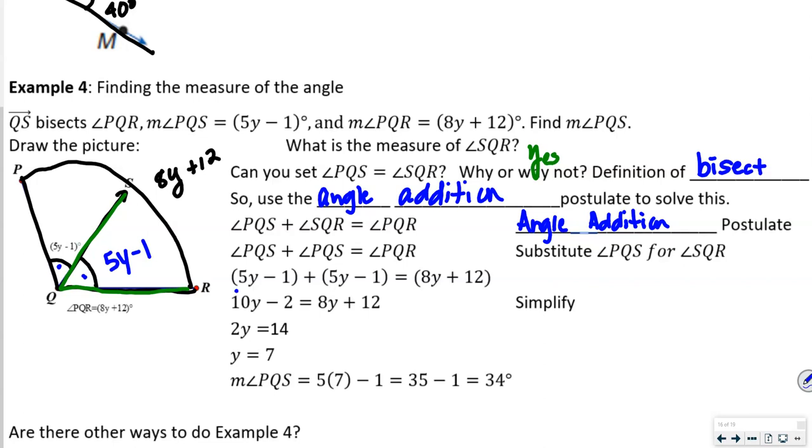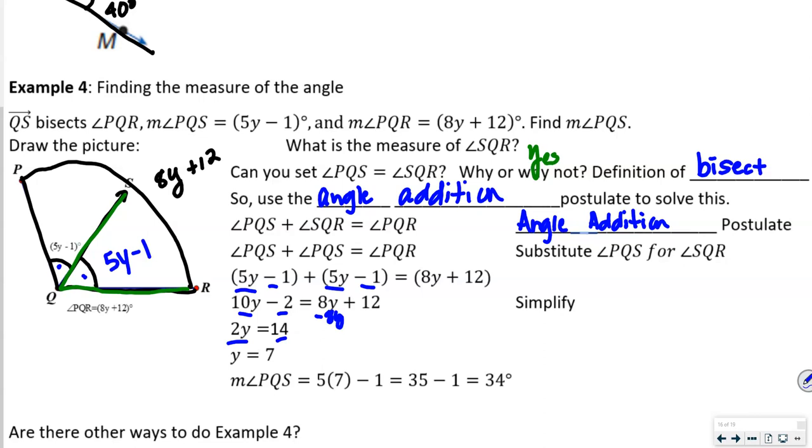So then they just combined 5y plus 5y, that's our 10y. Negative 1 minus 1 is negative 2. Then we're starting to combine like terms, right? So they subtracted the 8y from both sides. That's how they got the 2y. And then they added the 2 to both sides. That's how they got the 14. When you divide 14 by 2, you get 7, okay? And then what we do is we just substitute that 7 back in. Okay, so 5 times 7 is 35, minus 1 is 34, right?